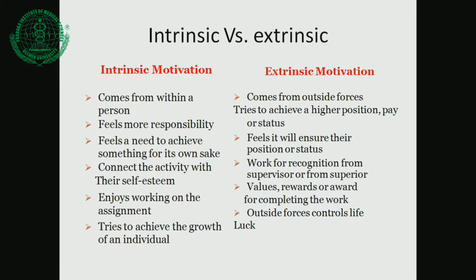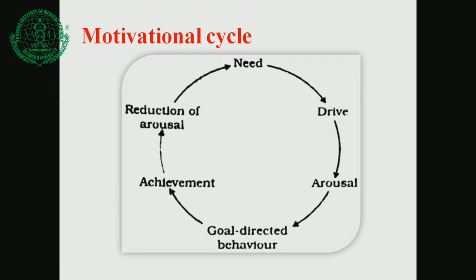Then outside forces control the life. Normally there are so many things in the outside environment, that's why the person is doing or wants to achieve particular motives. So outside forces control the human being, the particular individual. It is a control from outside, or due to outside factors the person wants to do particular things or wants to achieve such types of extrinsic motives or motivation.